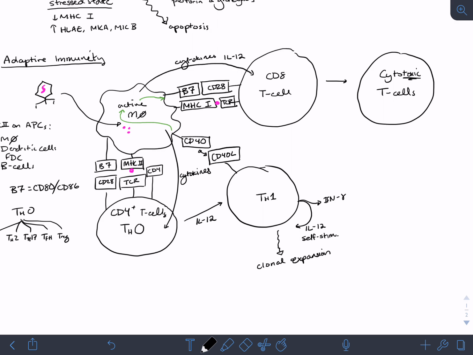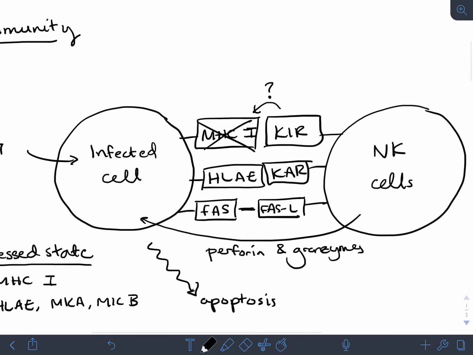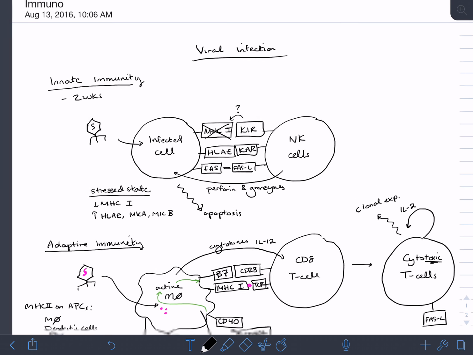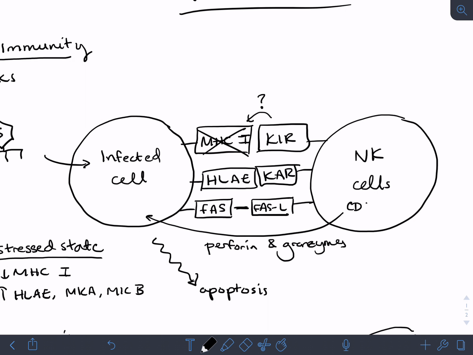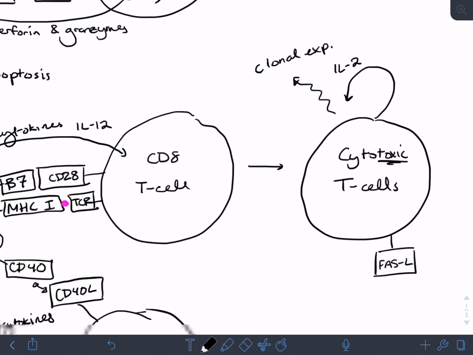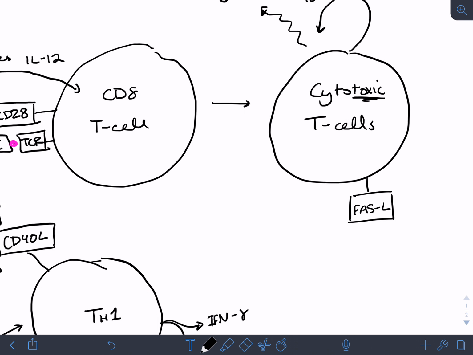Okay, but let's talk about what the cytotoxic T cell does exactly. The first thing it's going to do is release its own self-stimulatory cytokine, which is IL-2, not IL-12, but IL-2. And this is again going to result in clonal expansion. And the next thing it's going to do is start expressing Fas ligand. Where did we last see Fas ligand? We last saw Fas ligand up here. Remember, the NK cell starts expressing Fas ligand when it becomes activated. And we said NK cells are a modified type of CD8 T cells. So CD8 T cells work the same way. When they become activated, they start expressing Fas ligand.